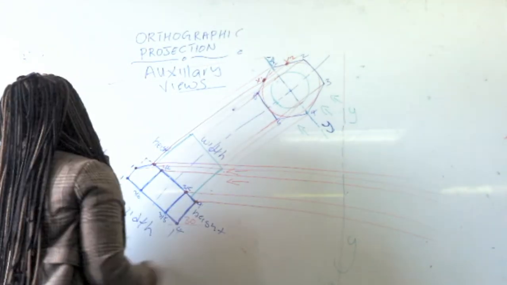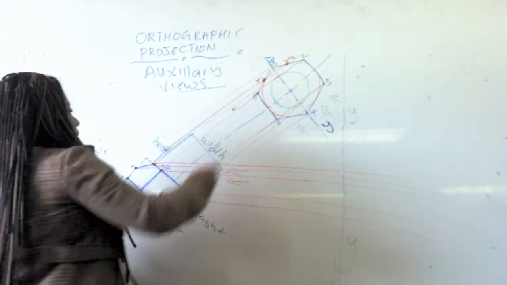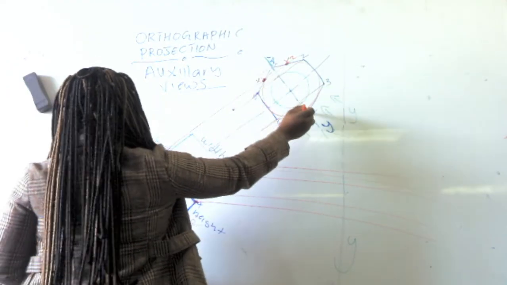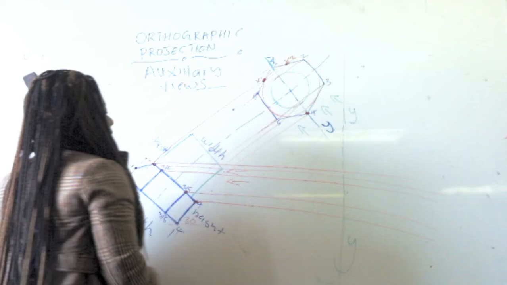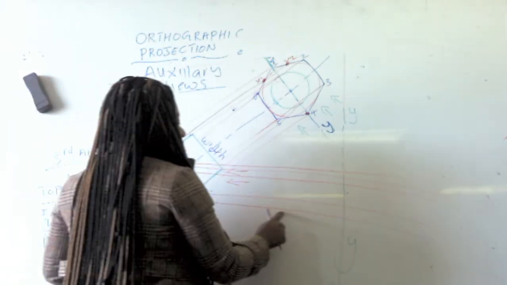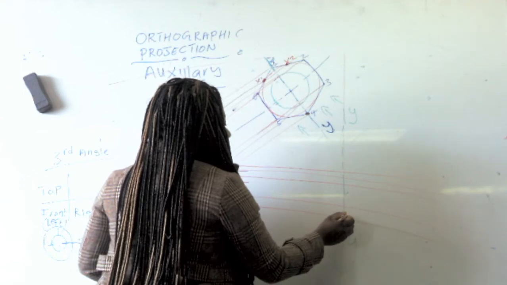Can you see point 4? Yes, ma'am. Where is point 4 on this auxiliary view? Is it on the Y line or is it away from the Y line? On the Y line. So when you go with this horizontal line, you want to mark point 4 on your Y line.